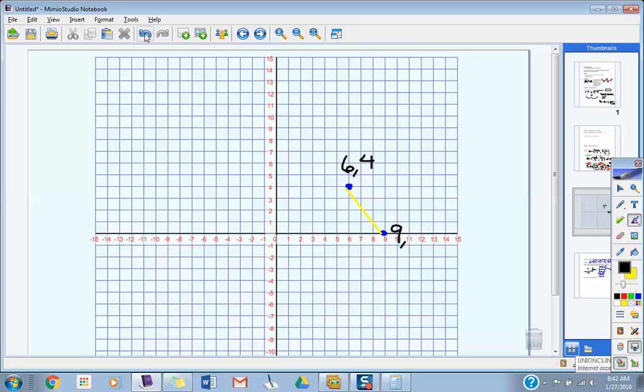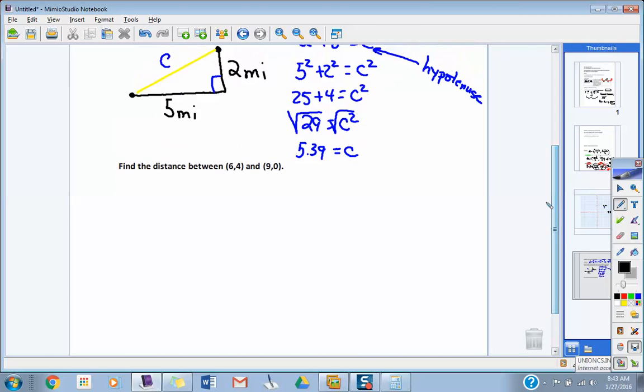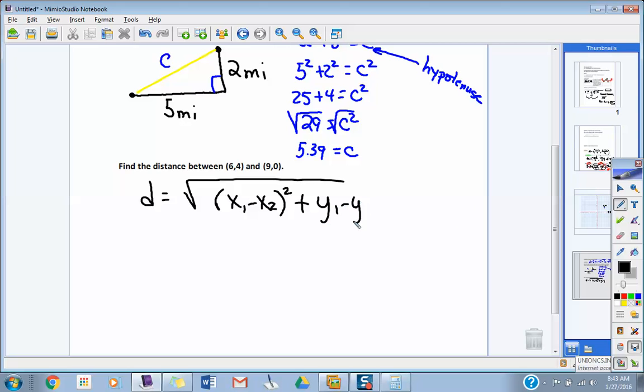All right, we need to find the distance of that line. Now, I want to show you something right here, guys. I'm not going to draw this yet, but I'm going to go ahead and use this formula. I'm going to write the formula down again so I have it on the screen. So the distance formula equals the square root of (x1 minus x2) to the second power, plus (y1 minus y2) to the second power.